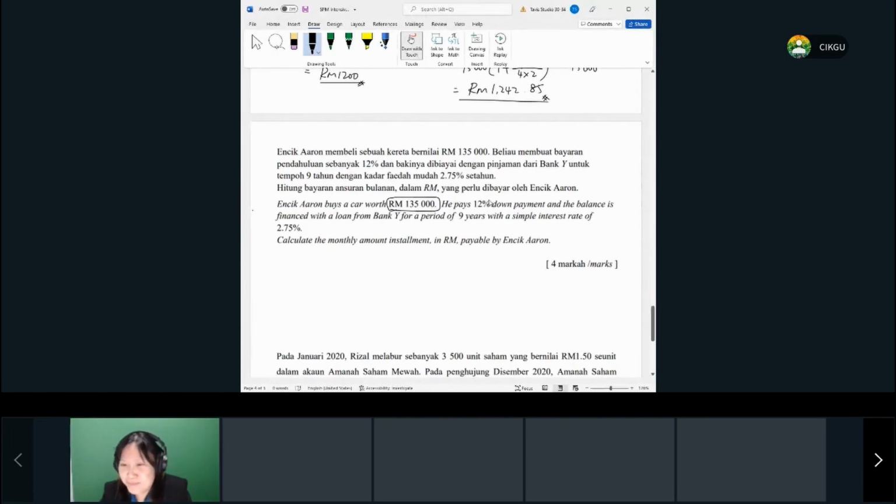Anyways, to buy the car, he pays 12% down payment, right? It's just the same question as we did just now. How do you buy a car? Normally you pay a bit first as a down payment, and then the remaining balance you loan from a bank. So from here we can calculate first. 135,000, 12% down payment. You calculate how much first. This one you can press in the calculator: times 12 over 100. How much is that? Let's see.